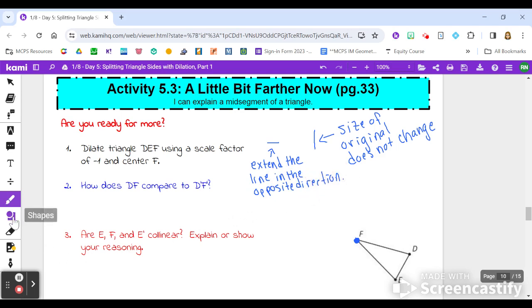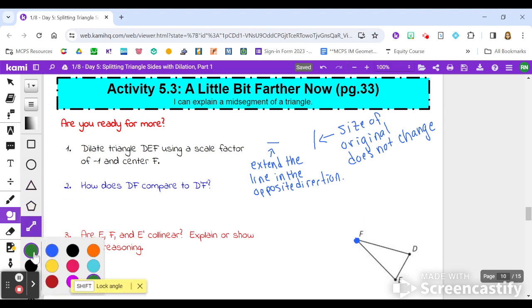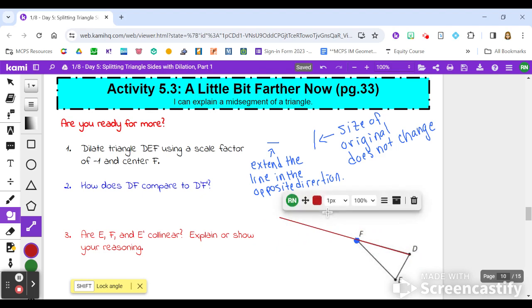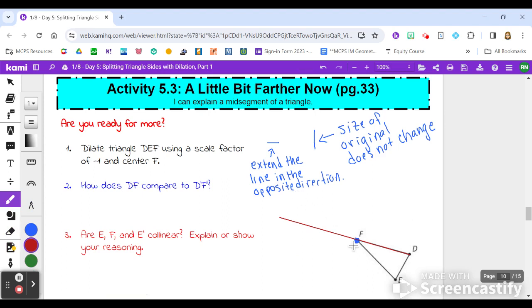So when I'm thinking about finding point D prime, I'm going to start by making a line that goes through D and through F and then continues on this way. And I'm going to put a point that is going to be equal distance from F to D, because this distance stays the same because my scale factor is 1. So again, I'm not going to measure it because you guys have seen how frustrating the ruler is on this. We're going to say, rough guesstimate, that this is D prime. So this segment is the same length as that segment, because our scale factor really is 1, we're just going in the opposite direction.